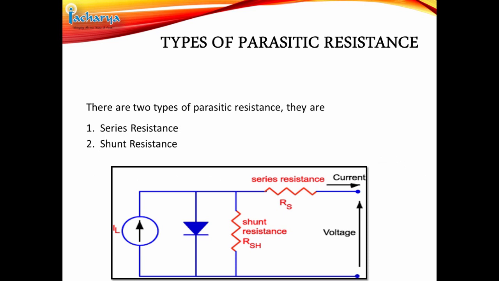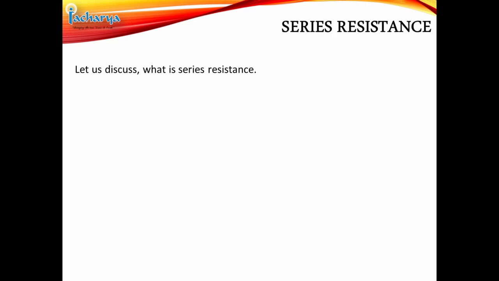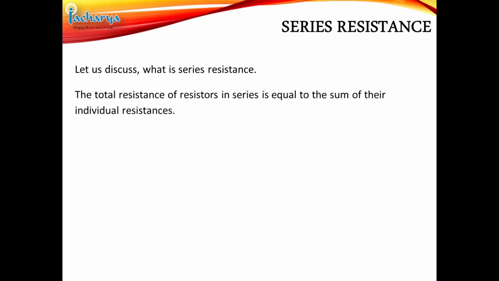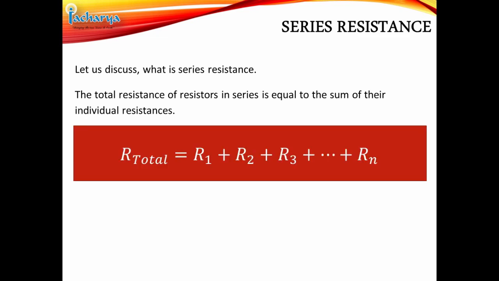There are two types of parasitic resistance. They are series resistance and shunt resistance. Let us discuss what is series resistance. The total resistance of resistors in a series is equal to the sum of their individual resistances. R total is equal to R1 plus R2 and so on.